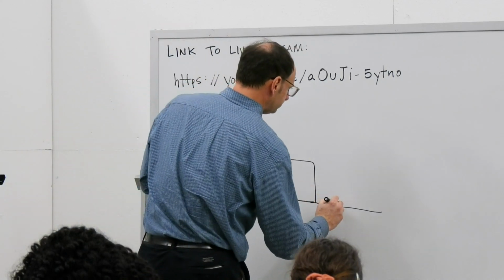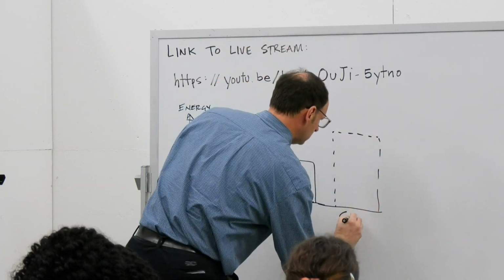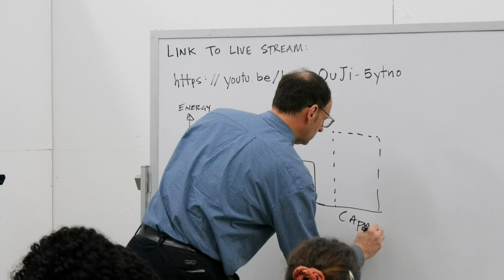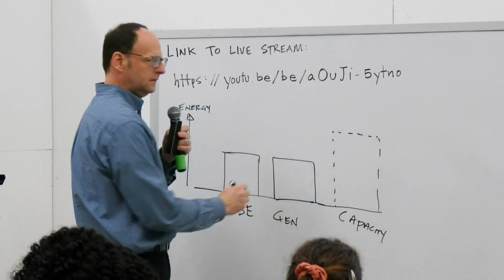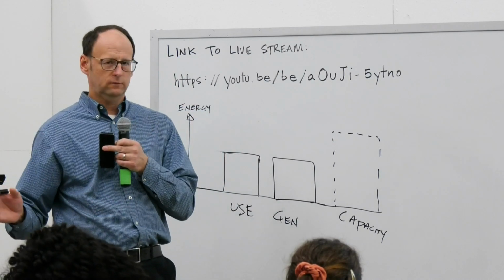So for instance, if we have a capacity that exceeds the amount of generation we need, then we're in great shape. We don't have to put PV on the entire roof.